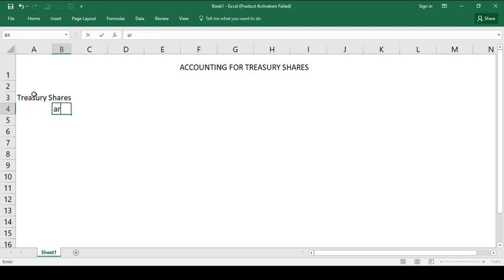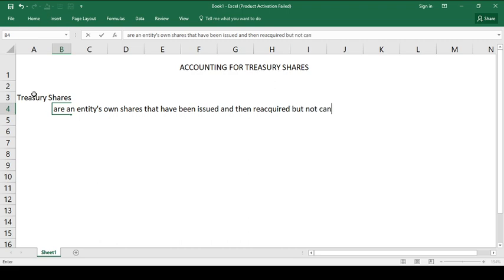Treasury shares are an entity's own shares that have been issued and then reacquired. Okay? Reacquired but not canceled. Okay? Ibig sabihin po ng definition that these shares are already issued shares, whether it is preferred shares or common shares. However, because it was issued already, no?